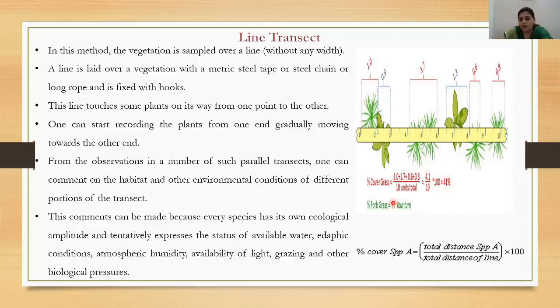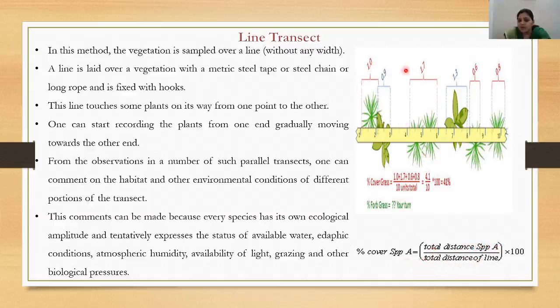You can try it out for the fork grass as well. So what is the formula? It is percentage cover of species A. For example, cover grass is species A. It is the total distance of species A divided by total distance of line.